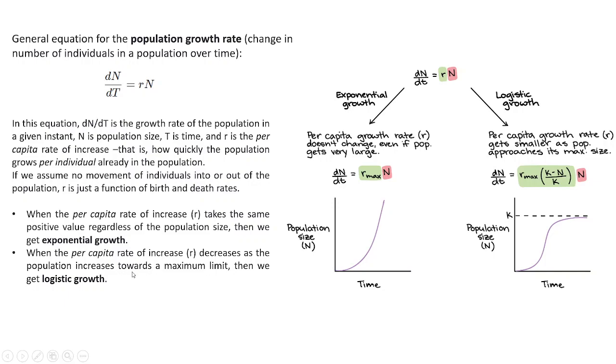So here the per capita rate of increase decreases as the population increases towards the maximum limit. So this is the logistic growth model, and this is denoted by this equation. So at this point of time there is no exponential growth as such, and then we mostly come to see the plateau region, the stationary phase that comes in the logistic growth model.